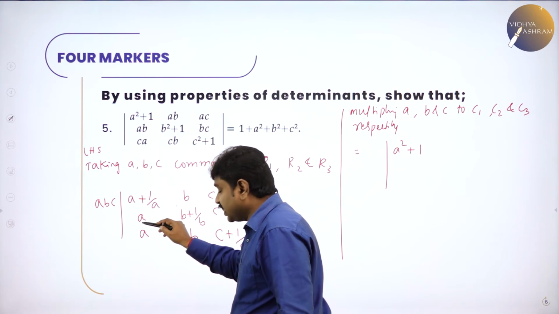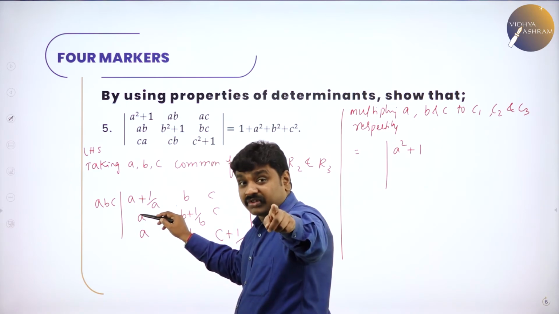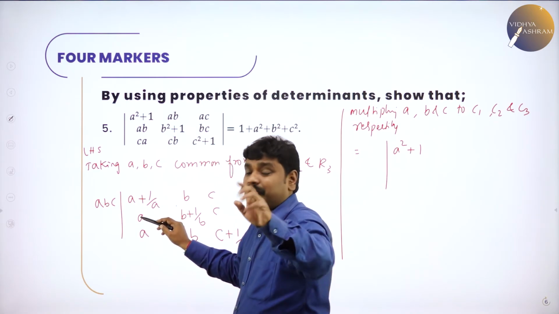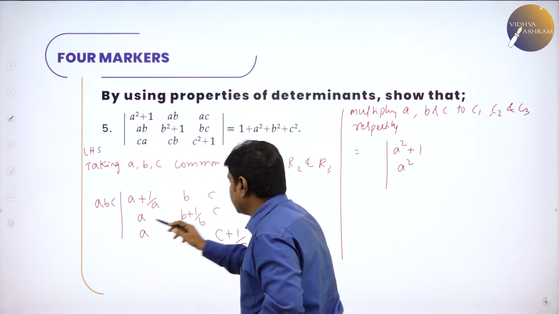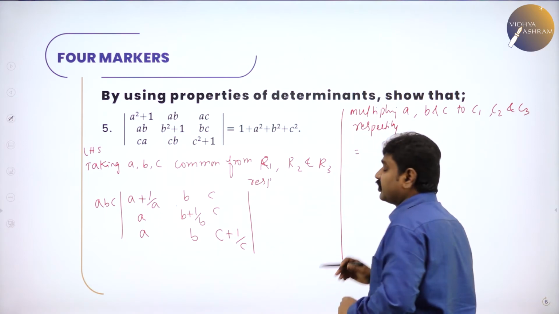Then I should multiply the second column. We took common from the row, but we are multiplying to what? The column. So a into a square, I got a square.